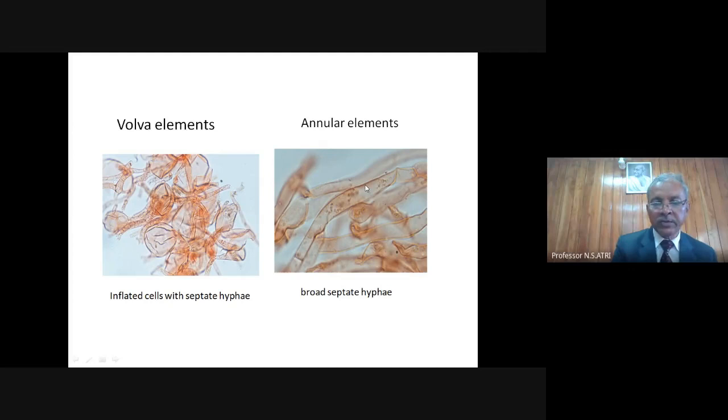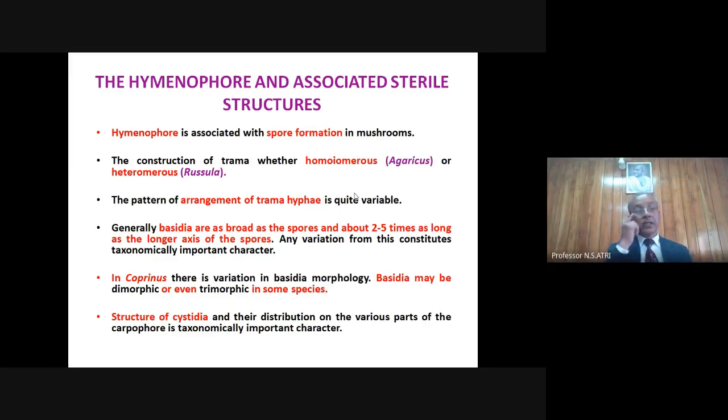Hyphae may be narrow, they may be broad, or the elements may have clamp connections, or they may not have clamp connections. All such characters need to be documented. Then the hymenophore and associated sterile structures. The hymenophore is basically associated with spore formation, and the construction of the trama is very important. It may be homoiomerous or heteromerous, and the arrangement of trama hyphae is another important character.